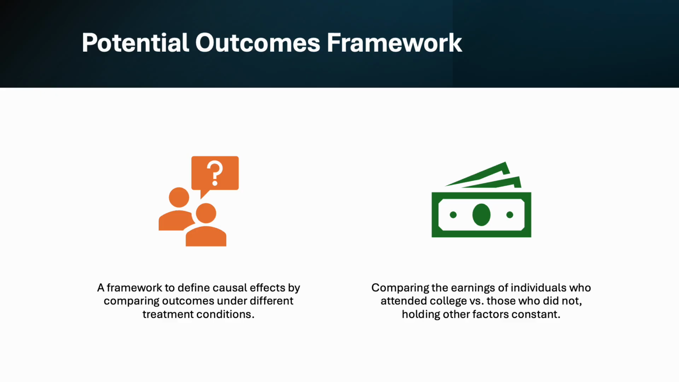This framework is essential because it helps us understand the true effect of a treatment or intervention. Without it, we might confuse correlation with causation. For instance, assuming college causes higher earnings when in reality factors like motivation or family wealth could be responsible. By carefully comparing potential outcomes, we can draw more accurate conclusions.